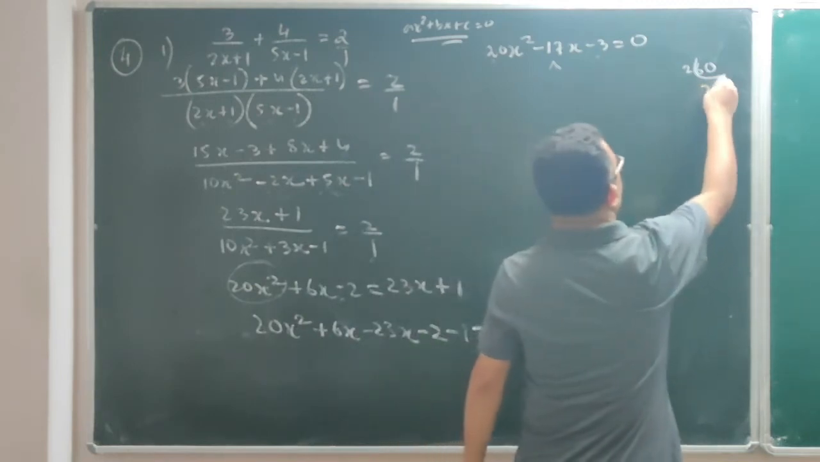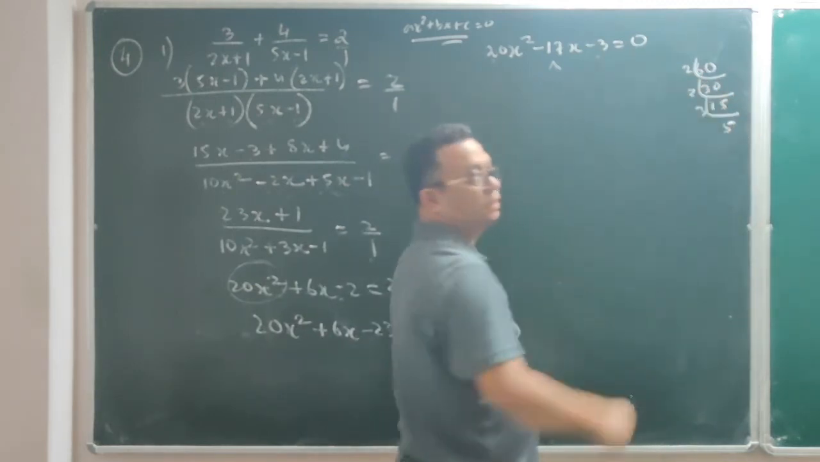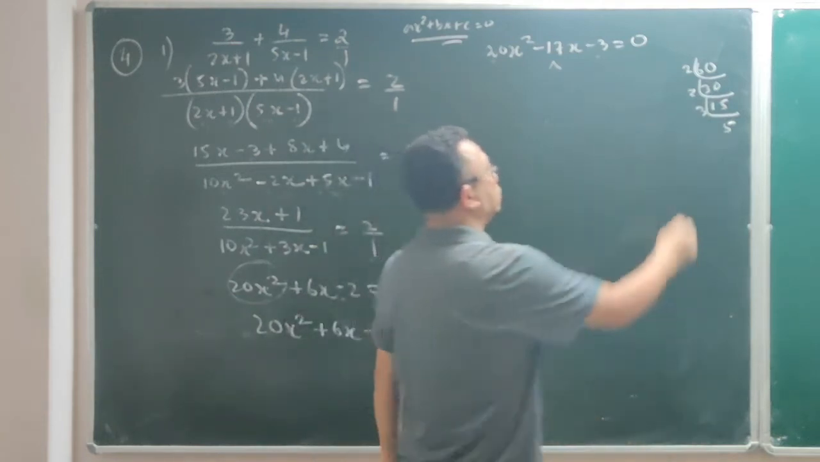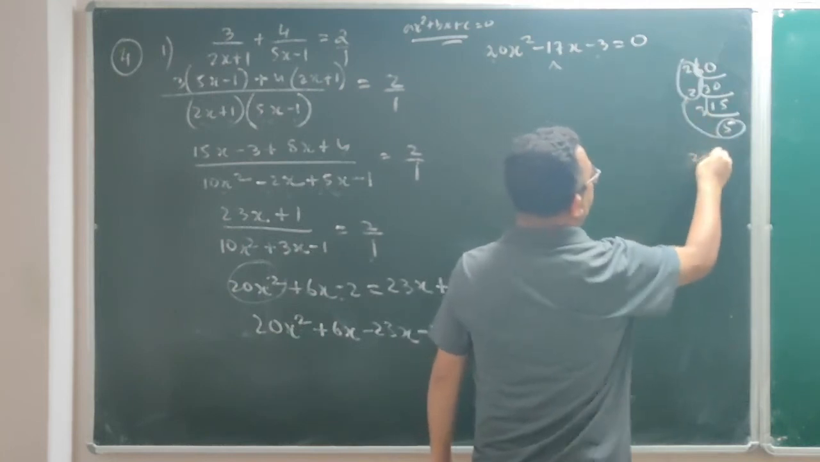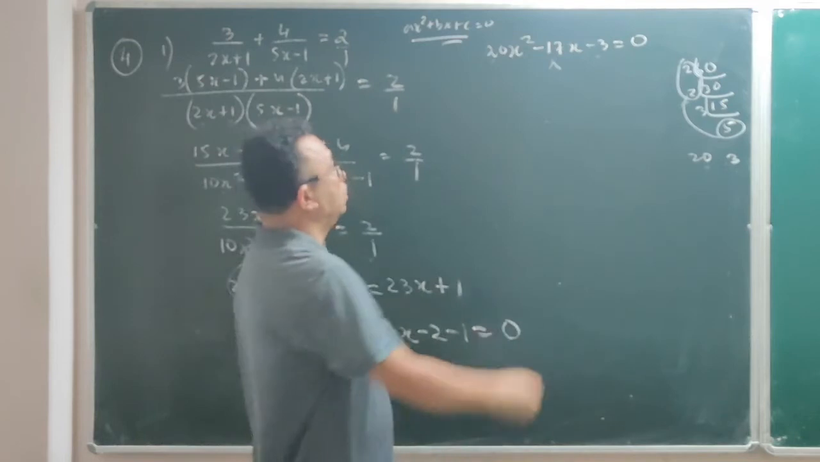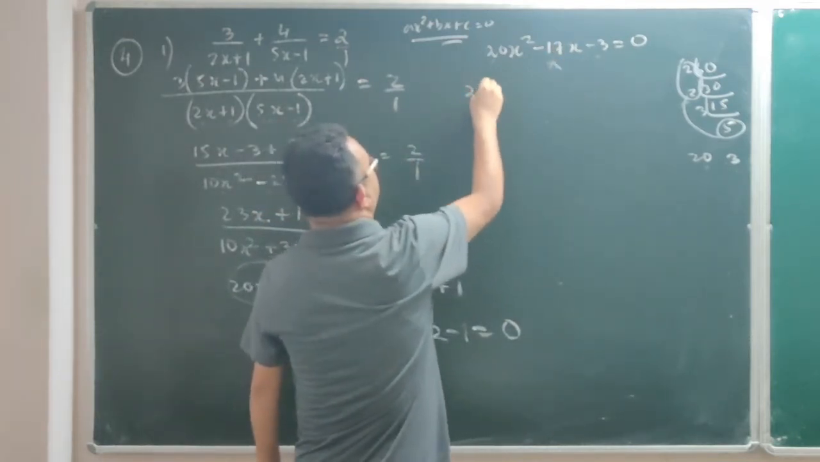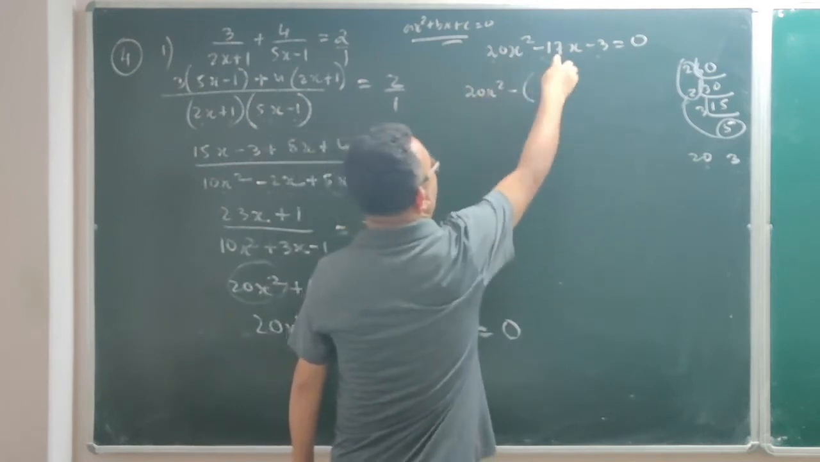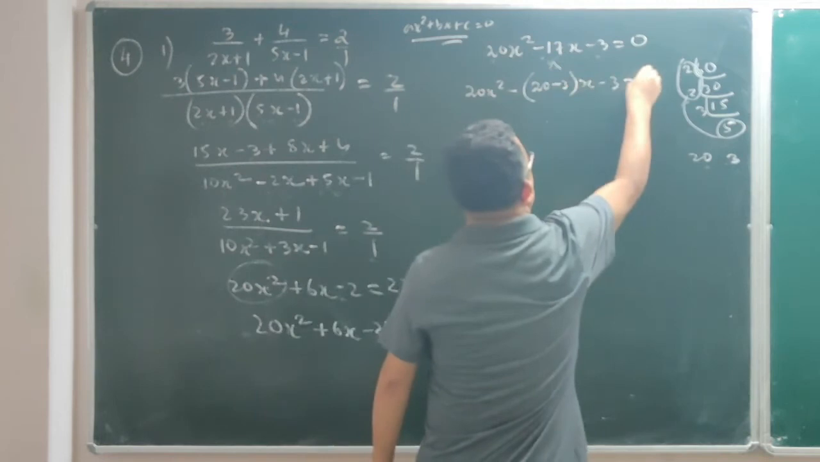But just to show you here, find prime factors like this. 2 will go a 15, then 3 will go a 5. Now like this, see I am going to find the factors. So the factors are 2 into 2, 4, and 4 into 5, 20. So 20 and 3. If you add and subtract, you are going to get 17. So instead of writing 17, I will split that 17 into two parts: 20x square, minus sign, 17 I will write as 20 minus 3, x minus 3 equal to 0.